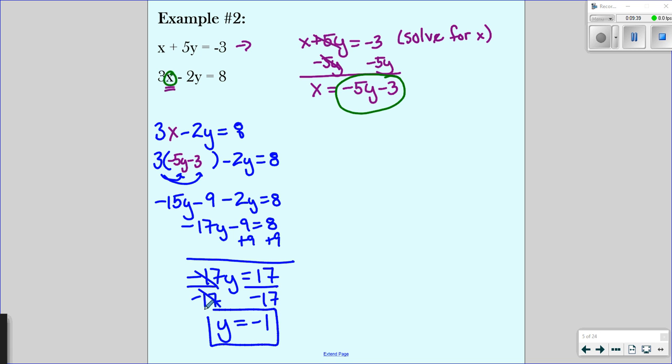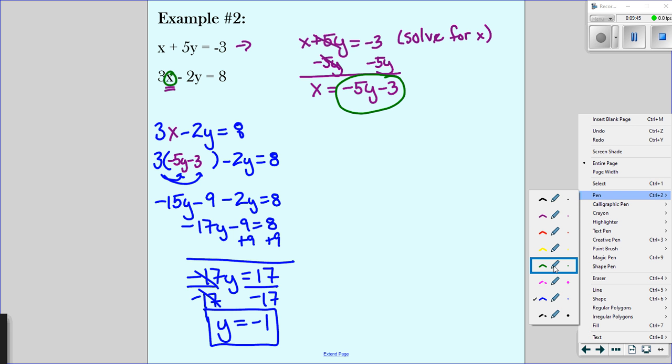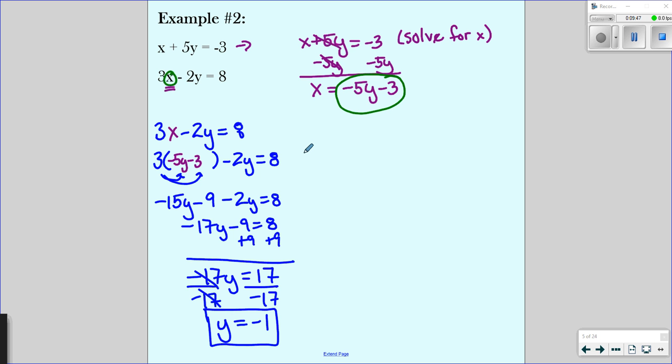So I found y. Now I need to find x. We're not done. I'm going to choose another color for this one. So I'm going to choose the first equation. You don't have to go back to this one. If you're going to use one of the equations to substitute and solve for the other variable, go with the original. Don't go to the one that you've changed it to. Go to the one that you started off with.